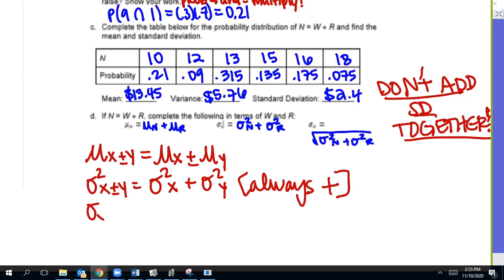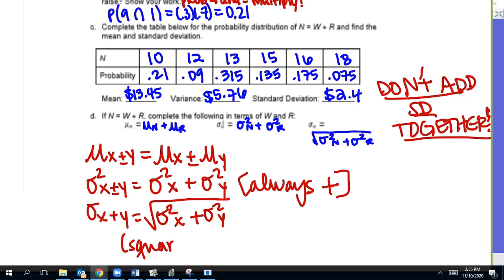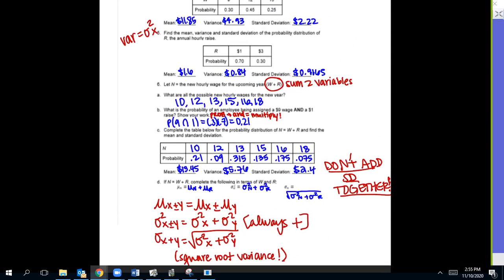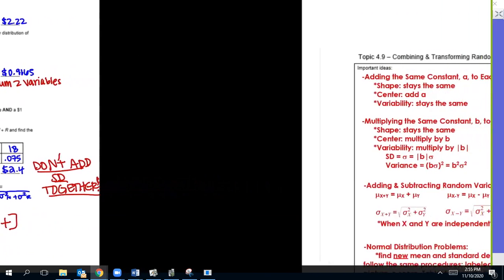That means that for standard deviation, we'll just square root the variance. It's kind of like the Pythagorean theorem. So I'm just going to write square root the variance. So hopefully you see how that works. If not, you can just memorize the rules and you can use them later.